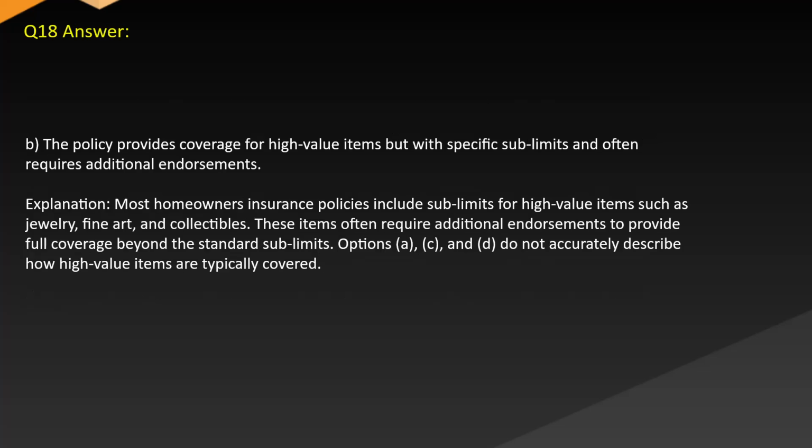Answer: B. The policy provides coverage for high-value items but with specific sublimits and often requires additional endorsements. Explanation: Most homeowners insurance policies include sublimits for high-value items such as jewelry, fine art, and collectibles. These items often require additional endorsements to provide full coverage beyond the standard sublimits. Options A, C, and D do not accurately describe how high-value items are typically covered.